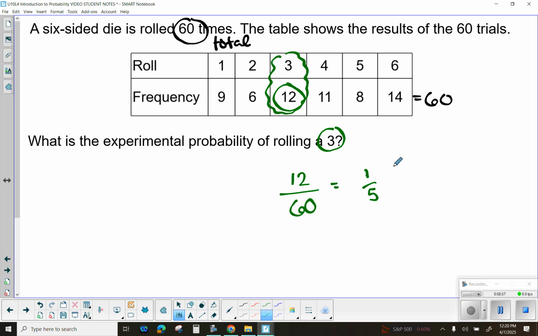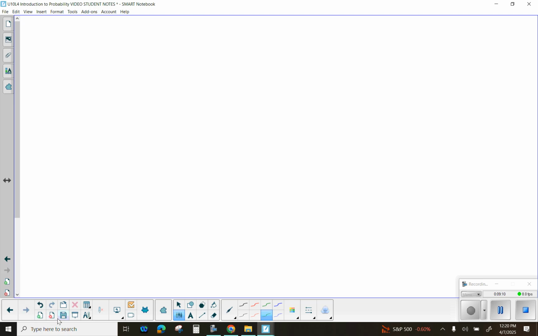So experimentally means I actually did an experiment and I got a number. Theoretical was I didn't do an experiment, and just based on what I know, I get my answer. So that's how you do probability.